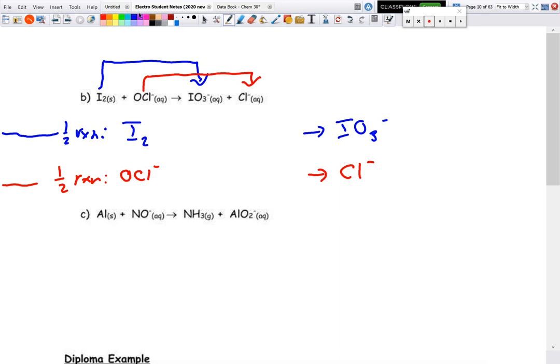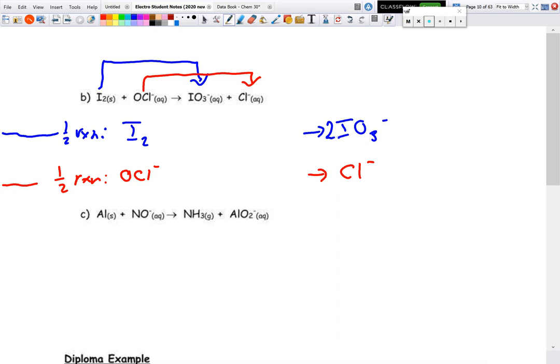So for my first balancing of this half reaction, once we write out our unbalanced half reaction like this, we balance everything that isn't oxygen and hydrogen first. So that means we balance our iodines. So on our reactant side, we have 2 iodines. On our product side, we only have 1. So I need to make sure that I balance that, stick a 2 in front.